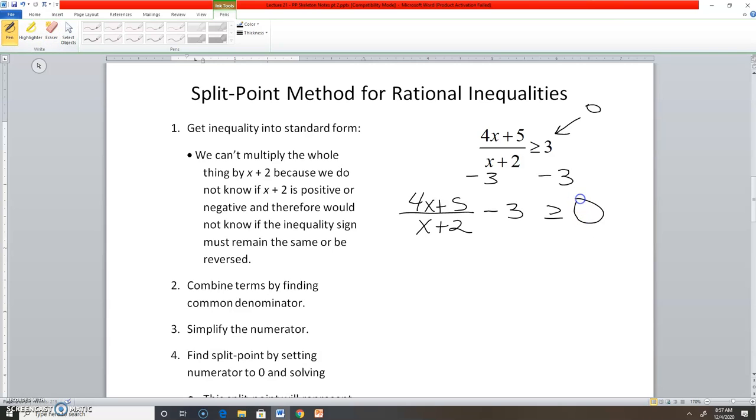Okay? Now, that is in standard form because I have a 0 on this side. However, this part is not in standard form because I need it to be a single fraction for it to be in standard form. So now, I'm going to have to get these two to have a common denominator and then combine them together. So the one on the left has an x plus 2. We need to get an x plus 2 on the right. Okay? If I do something to the bottom, I have to do it to the top as well.